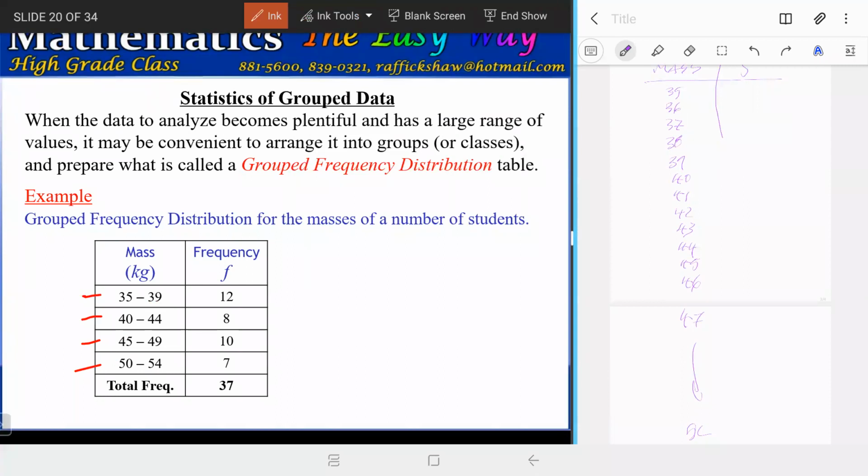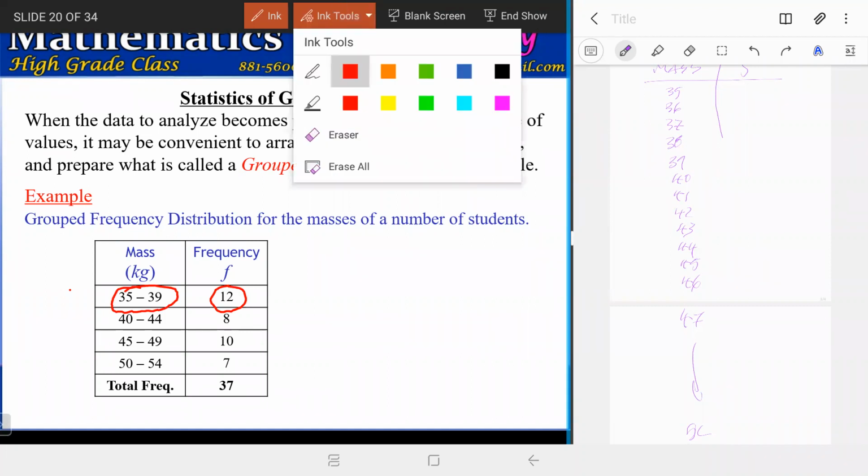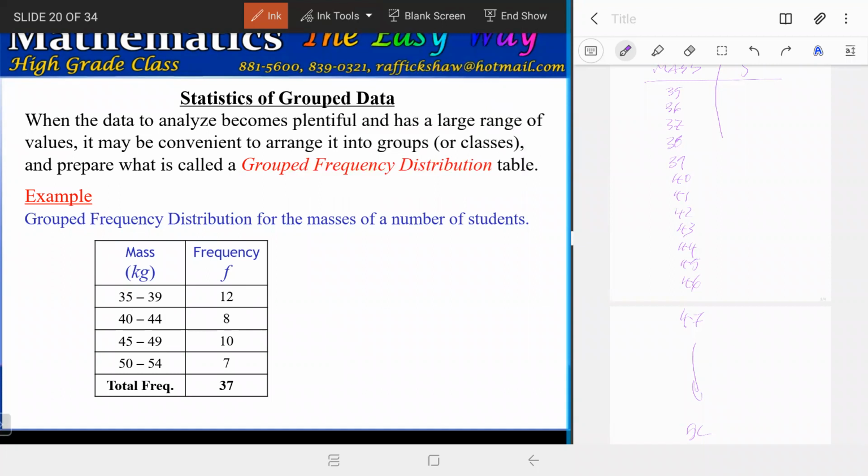But then now you have a drawback, a disadvantage when you group them. Can anybody tell me the disadvantages when you group the data based on this table? So you group the data and say, all right, 35 to 39 kilograms. All the students who measure 35 to 39 kilograms are in this group, and there are 12 of them. 12 students. It's not as accurate, sir. In what sense? Tell me.